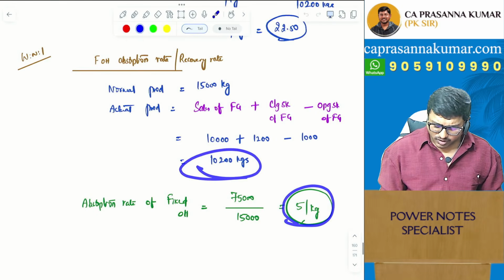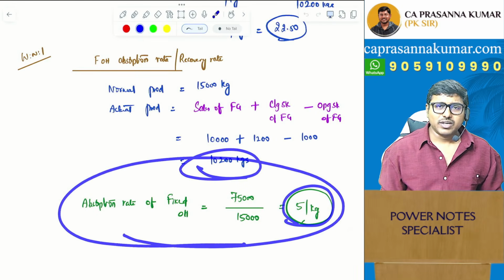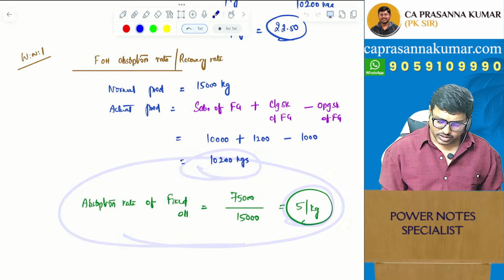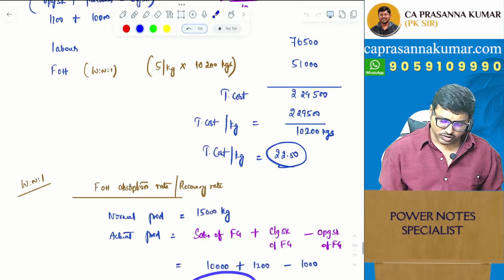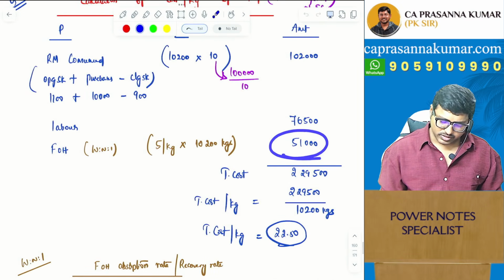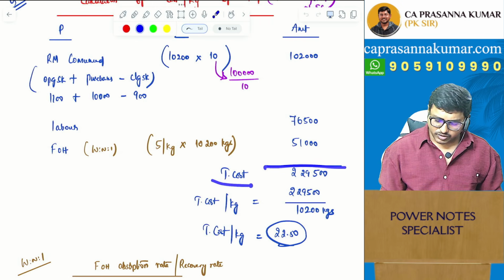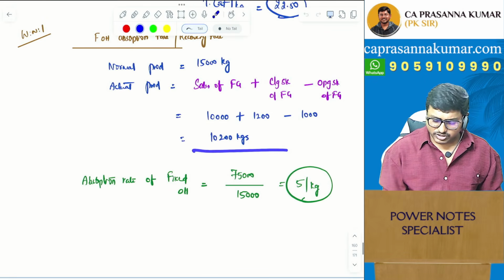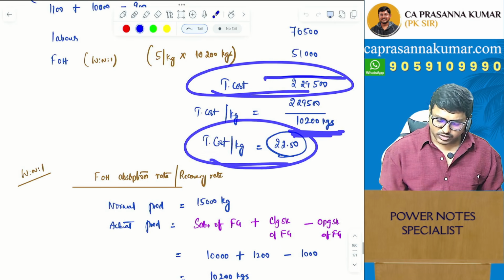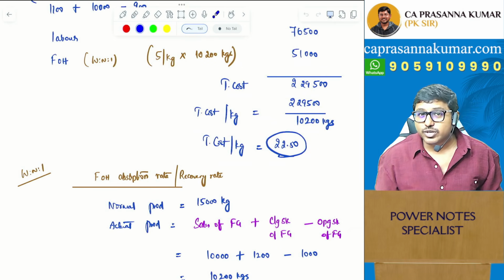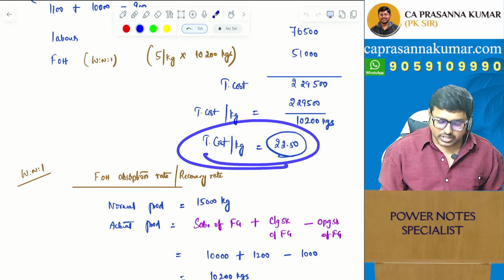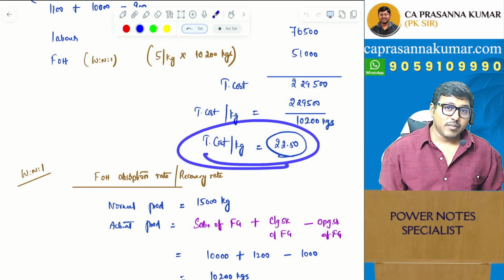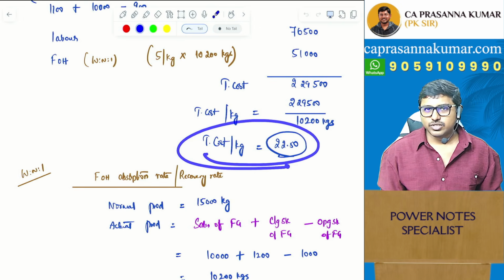Because I told you, once you calculate the overhead recovery rate or absorption rate, you need to multiply that with actual output. Actual output is 10,200. Therefore, 5 into 10,200. How much have you got? 51,000. You total it up, you get your total cost. You divide it by the number of kgs of actual output, 10,200, which we have just calculated. You get the total cost per kg, or total cost per unit of finished good. Now, once I know this, I can start valuing raw material inventory as well as finished goods inventory.